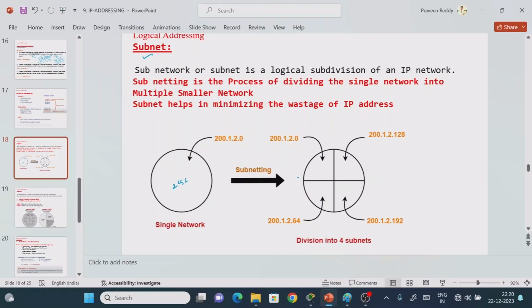So in the previous class we have seen how the classless address mechanism will overcome the problem of the classful IP addressing mechanism. So in this class we are going to discuss the classless addressing mechanism. For that we are using the subnetting concept. Why we require the subnetting concept, first we will understand.